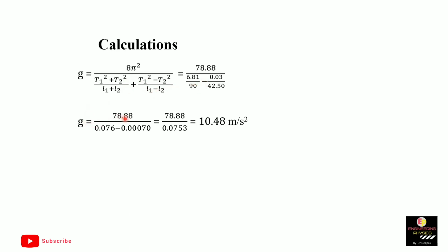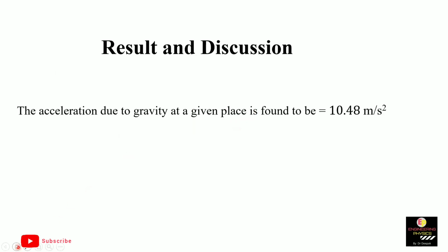After that, g is equal to 78.88 divided by [6.81 divided by 90, which is 0.076, minus 0.00070], and ultimately we get the result 10.48 meter per second square. So the acceleration due to gravity at a given place is found to be 10.48 meter per second square. From this experiment, the Kater's pendulum experiment, we can find the value of g exactly, and we know that the value of g varies from place to place.